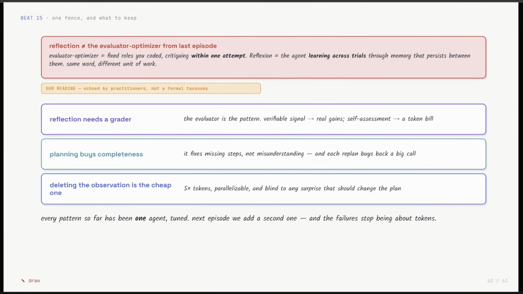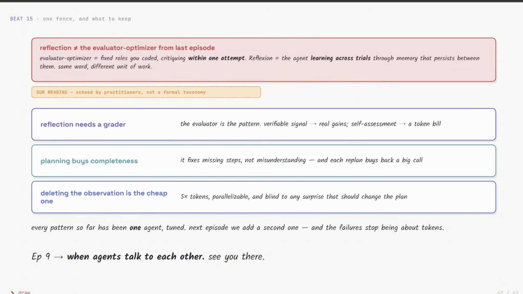Now, notice that every pattern in the series so far has been one agent tuned. Next episode, we add the second agent, and the failure modes stop being about tokens. That will be episode 9, when agents talk to each other.